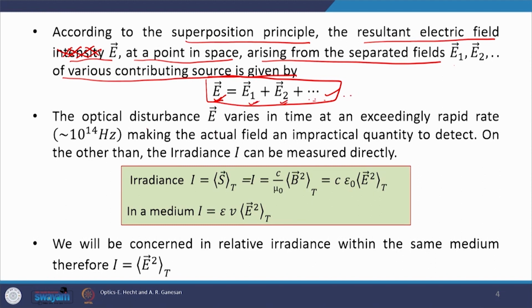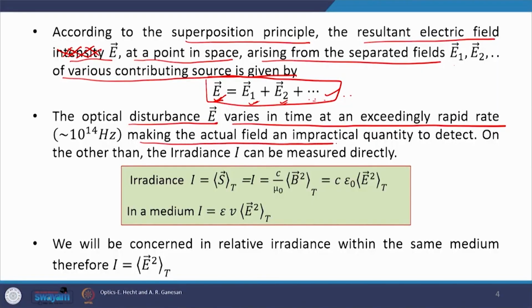The optical disturbance E varies in time at an exceedingly rapid rate. We know that the frequency of an optical wave is around 10 to the power 14 hertz, which is a very big number. Therefore, E varies very rapidly and it is extremely difficult to detect, and this makes the actual field an impractical quantity to detect. We require very dedicated experimental facilities to detect it.